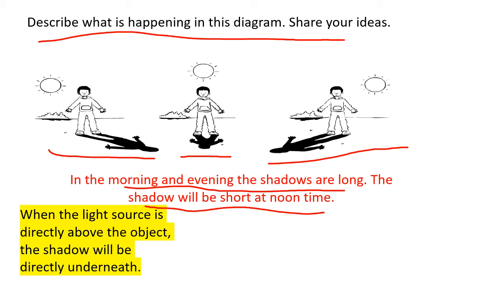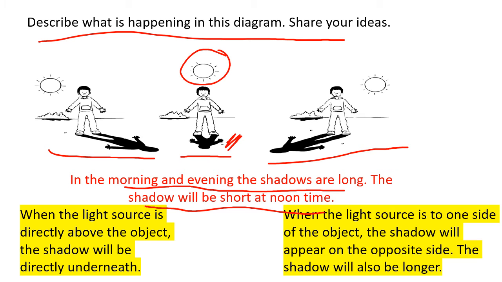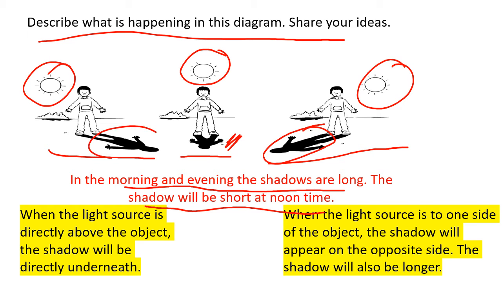Now, one more thing. When the light source is directly above the object, the shadow will be directly underneath. When the light source is to one side, the shadow will be to the opposite side. Here also, when the light source is to one side, the shadow will be to the opposite side.